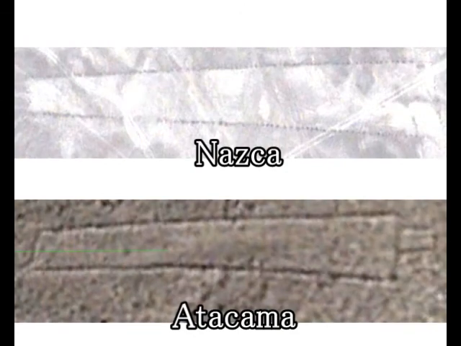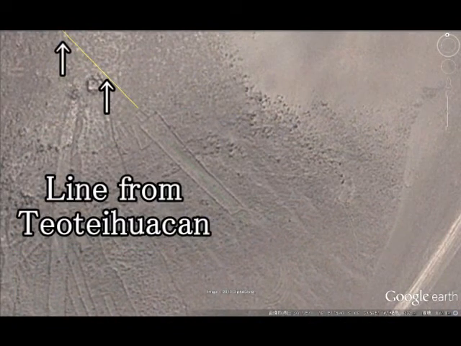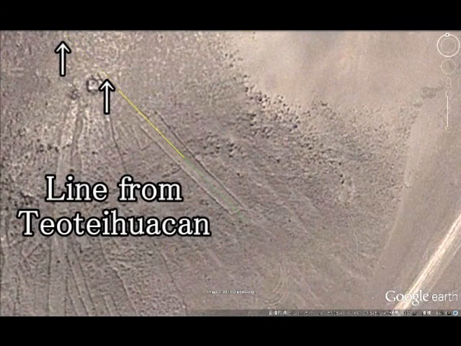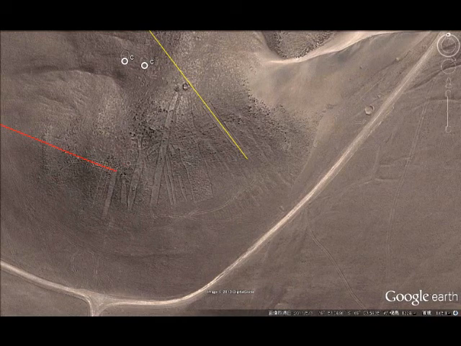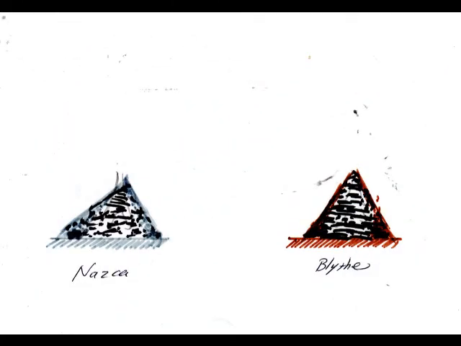Both are similar, or exactly the same, in shape and in the way they were constructed. This line comes from Teotihuacan, which is a most important foothold for aliens, sort of an international hub airport for alien pilots. This line comes from Teotihuacan, and the yellow lines go straight along with this runway. Can you see? So Nazca and Blythe Intaglios, USA, compare them.